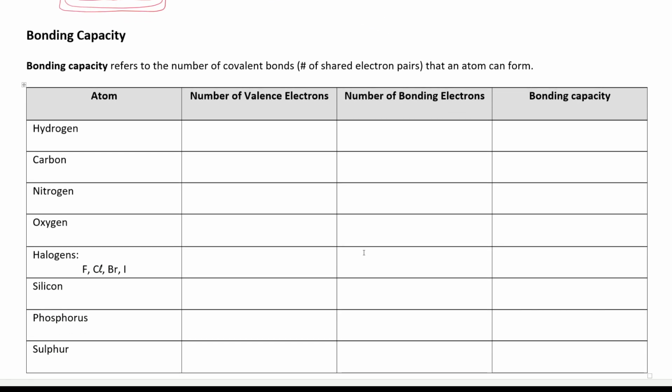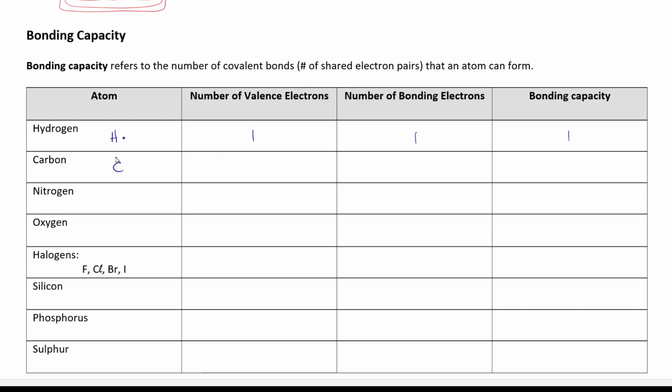All right, so bonding capacity. Bonding capacity refers to the number of covalent bonds, the number of shared electron pairs that an atom can form. So if we look at hydrogen, I'll draw hydrogen like this. It has 1 valence electron. It has 1 unpaired valence electron, so it has 1 bonding electron, so therefore its bonding capacity is 1.